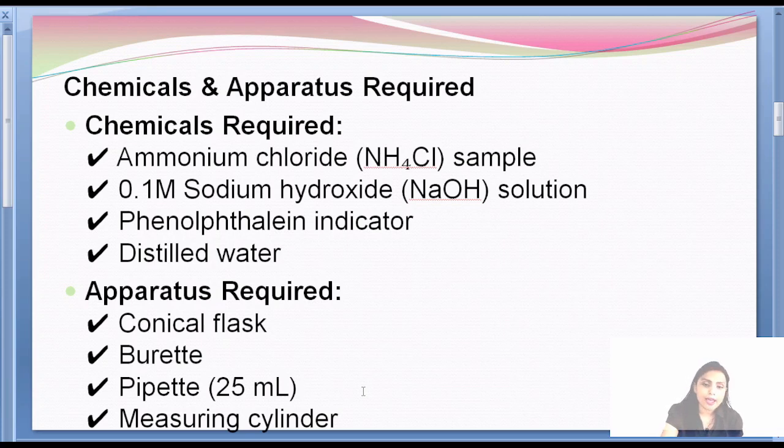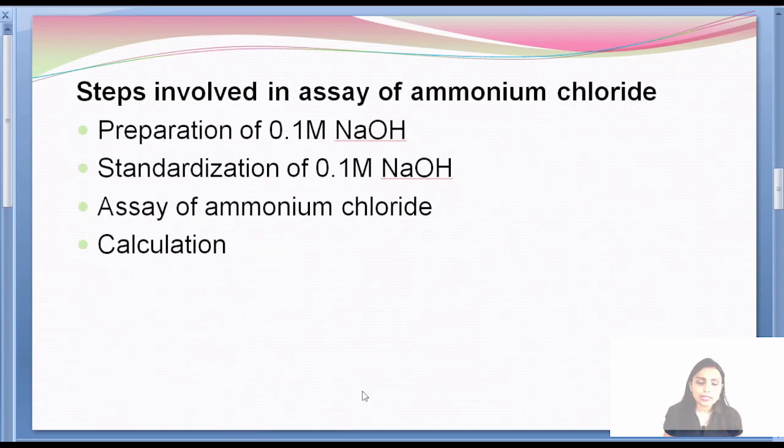The chemicals which we need are ammonium chloride, 0.1 molar sodium hydroxide solution, phenolphthalein as an indicator, and distilled water. And the basic apparatus which we require for the titration process are the conical flask, burette, pipettes, and measuring cylinders.